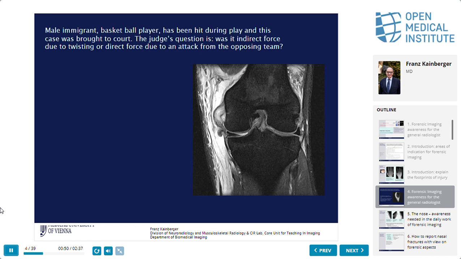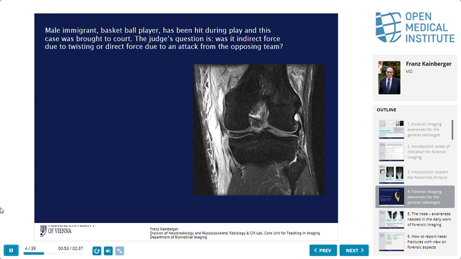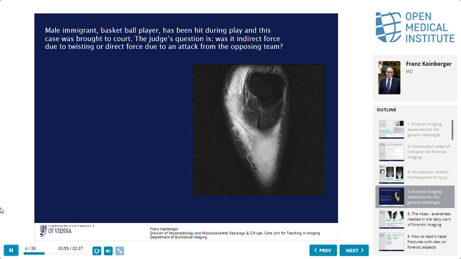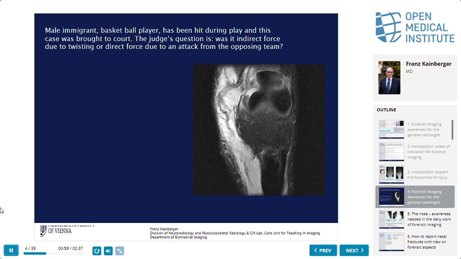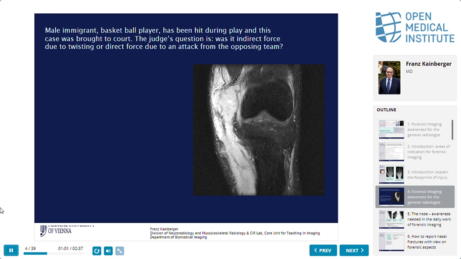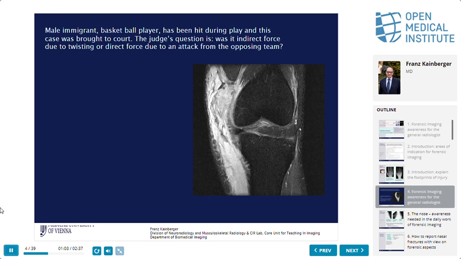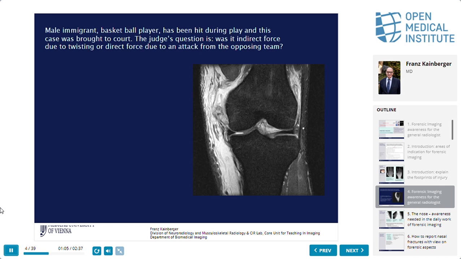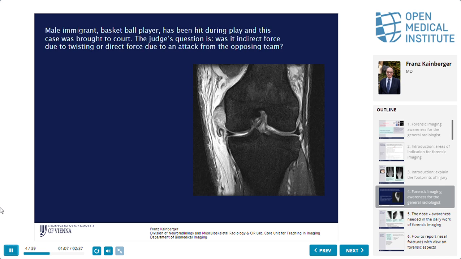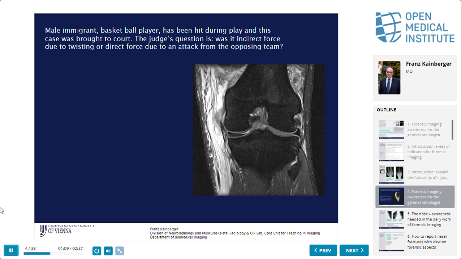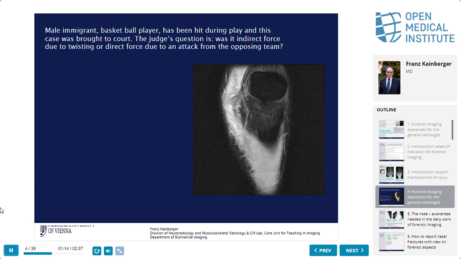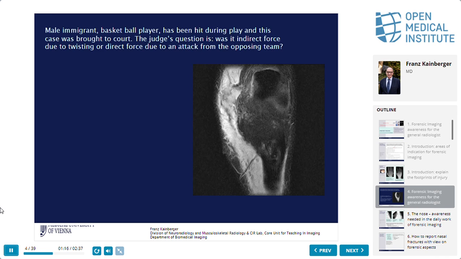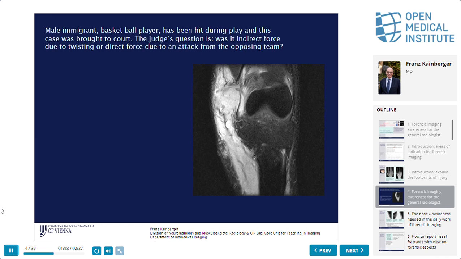and he was very important for the team to win because he was so tall. Therefore he said somebody from the opposing team hit him to knock him out, and it actually happened like that, because when he was injured, his team lost all the games afterwards. So the question to the radiologist was: was this caused by somebody from the opposing team, or did he twist his foot? What do you think?